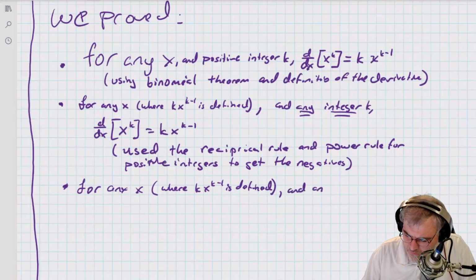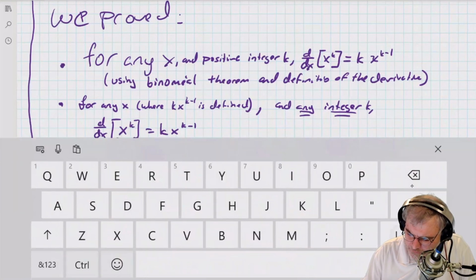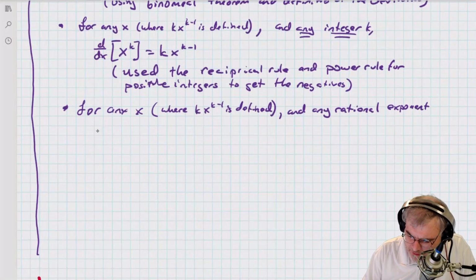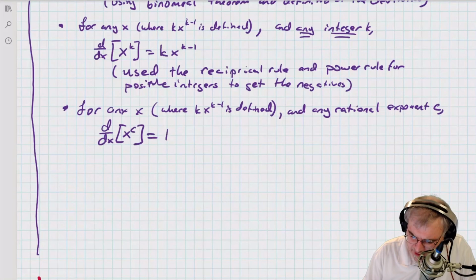And any rational coefficient, rational exponent. d over dx, x to the c equals c x to the c minus 1. That was done. So what did we use for that?